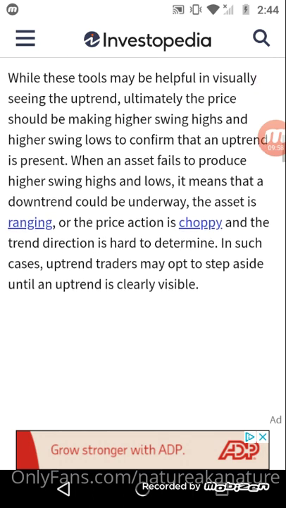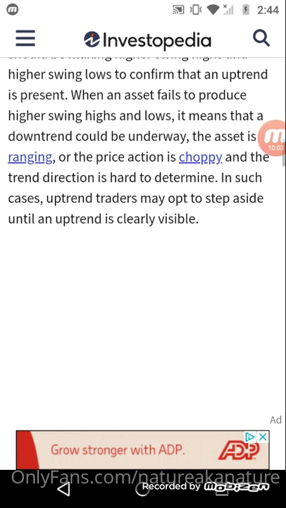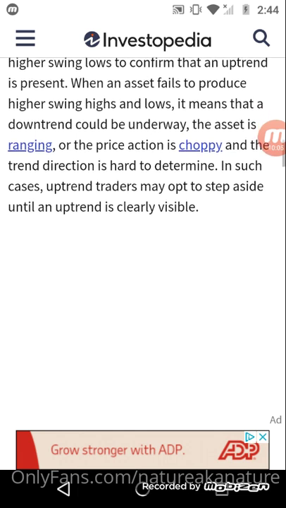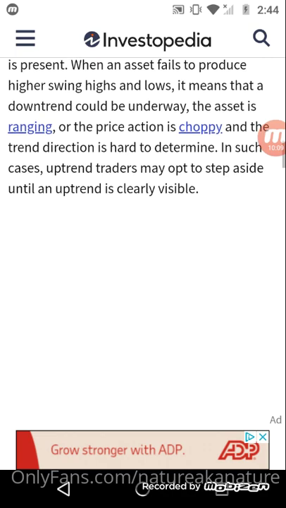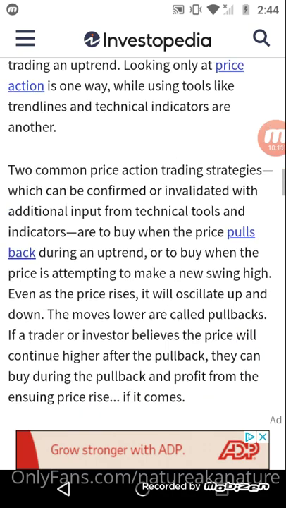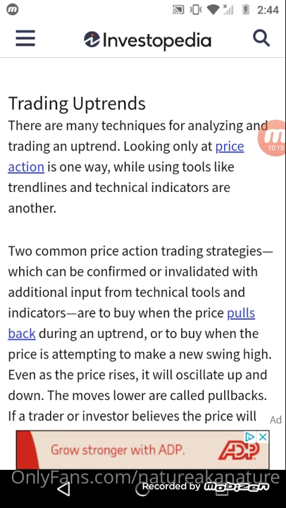There are many techniques for analyzing and trading uptrends. Looking only at price action is one way, while using tools like trend lines and technical indicators is another. Two common approaches are price action, confirmed or invalidated with additional inputs from technical tools and indicators. I don't really use a lot of technical tools or indicators.